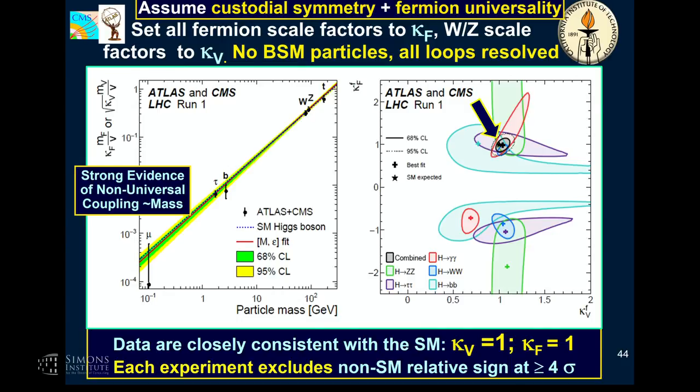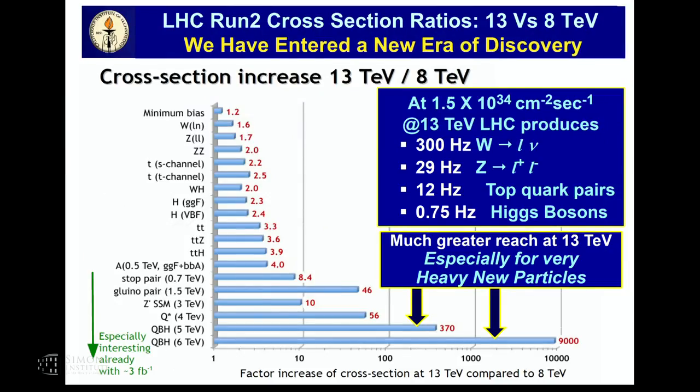The kappa V is the coupling to vector bosons like the W and Z. The kappa F assumes it's the same for all fermions, such as the b b-bar, since quarks are fermions, or the leptons like tau plus, tau minus. You see the different reactions give you different contours, but when you put it all together, the joint contour is really clustering around one for each, which means compatible with the standard model. All right, so that was run one.